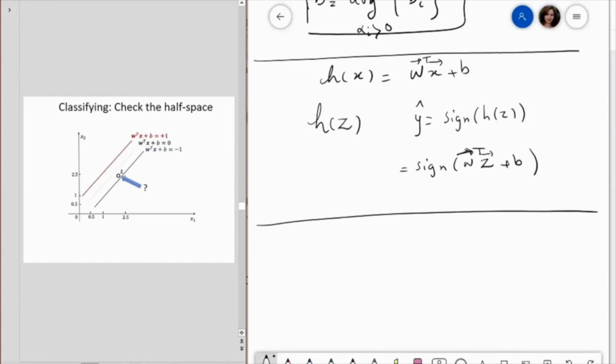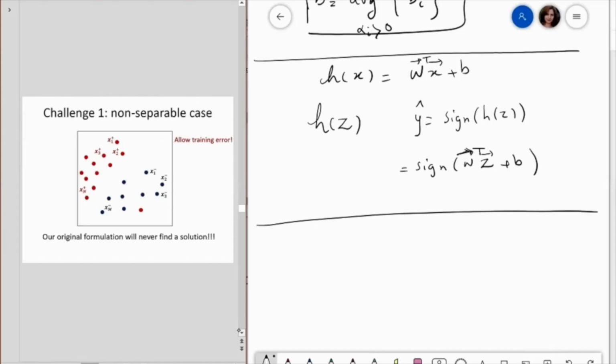What happens if Z is here? So the W transpose X plus B for this Z is going to be still negative, right? Because it is on the right lower side of our separating line. It's just going to be less than -1, right? It is within the margin. Although it is within the margin, we can still classify it correctly and say that this is belonging to a negative class.